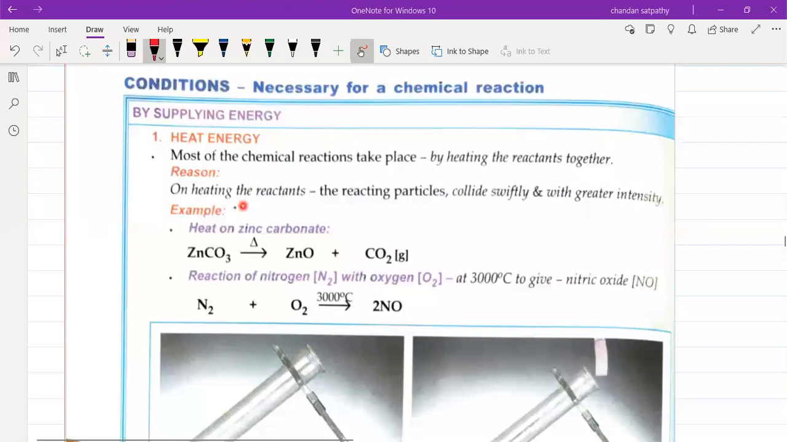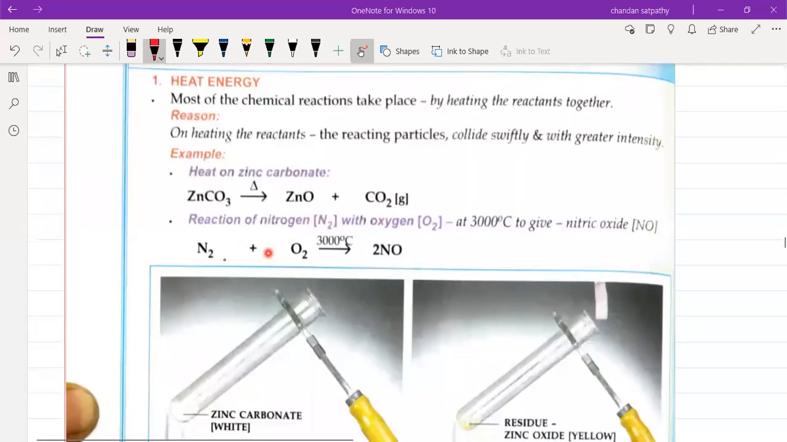Why? Because when heat energy is given, the particles collide swiftly, meaning they move here and there very fast. The motion of the particles increases, and due to this the reaction starts. For example, when zinc carbonate is heated, it breaks into zinc oxide and carbon dioxide. But this reaction will not start until we heat it. So here the condition is heat energy.